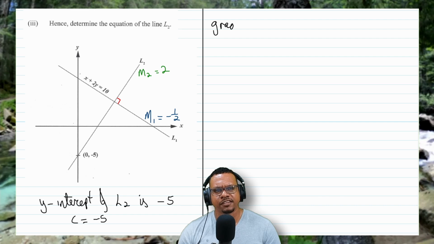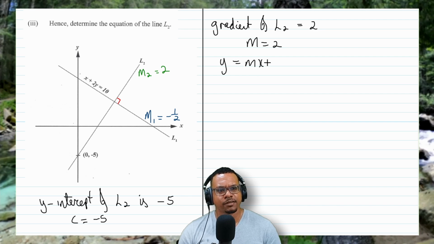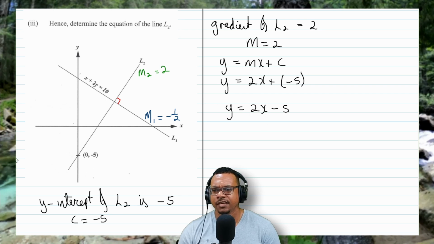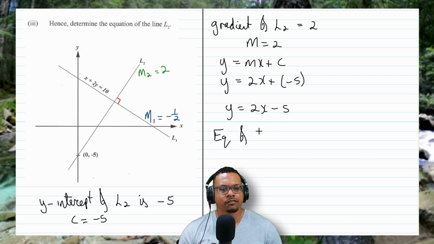All right, so I'm just going to write that gradient of line 2 is equal to 2. So now that I have both the gradient and the y-intercept, I can write the equation of the line. All right, so let's write m is equal to 2. So now we have y is equal to mx plus c. So we're just replacing the m with 2 and the c with this -5. Plus our negative sign, so we multiply them, we get our negative sign. So this is just 2x take away 5. And this is my equation of line 2. So equation of line 2 is y is equal to 2x take away 5.